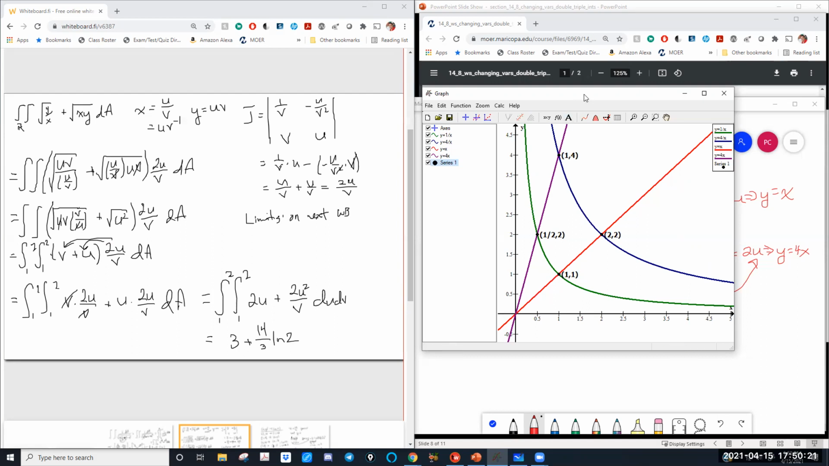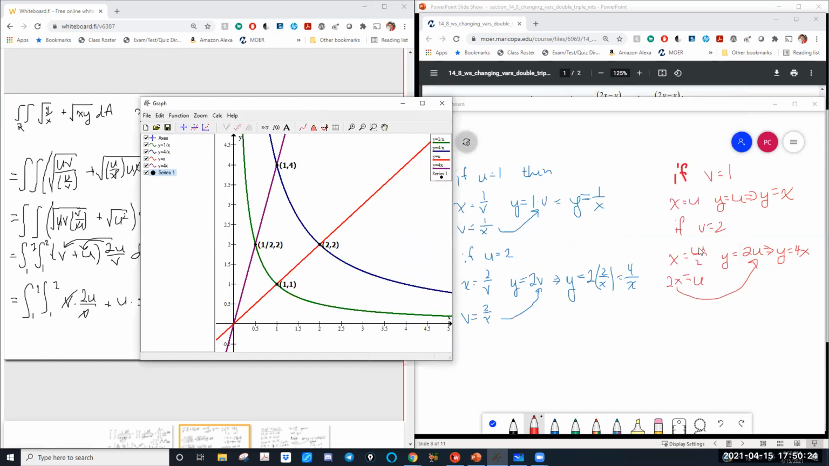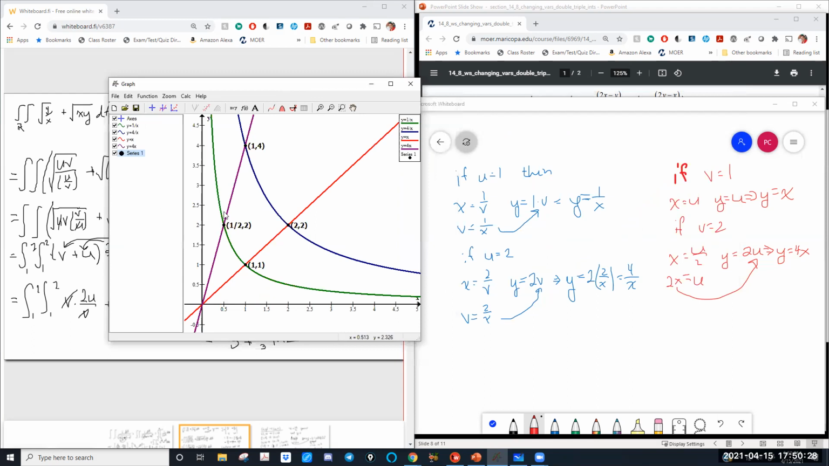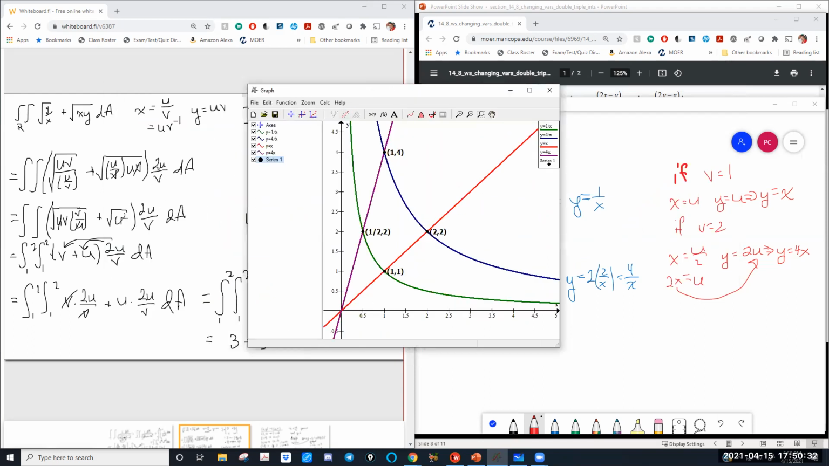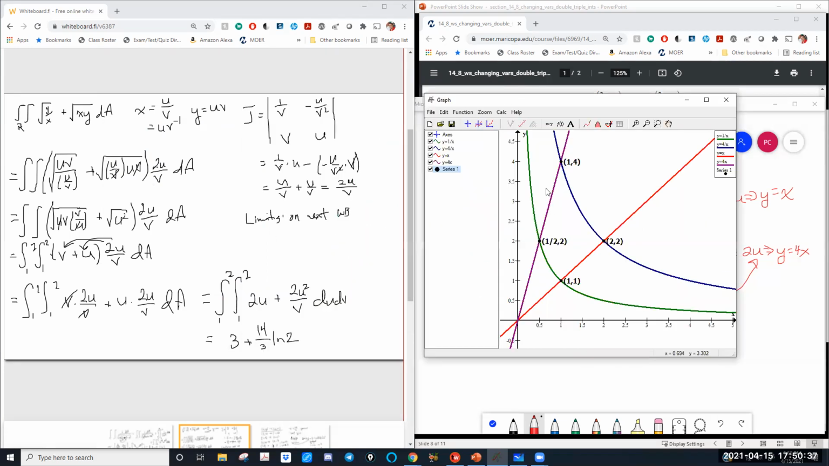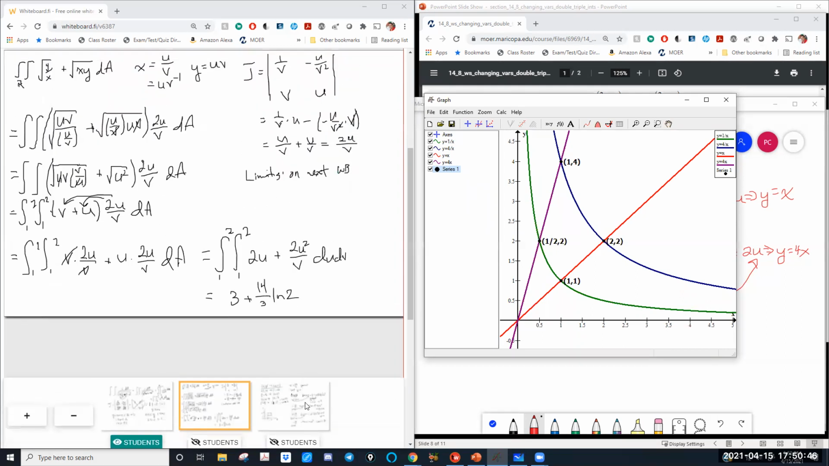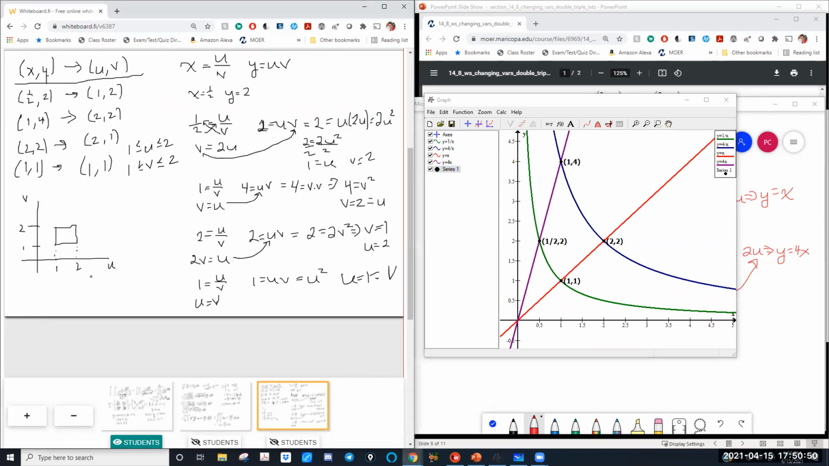What's happening, and this is what this is trying to reinforce, is that when we did this transformation, what this Jacobian accounts for is it takes this kind of diamond-shaped region here, and basically turns it into this region.